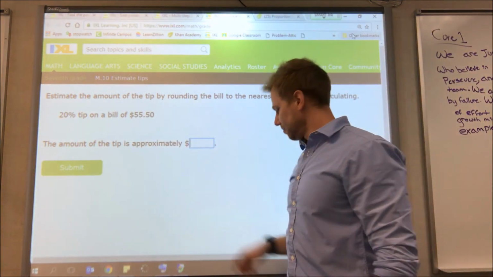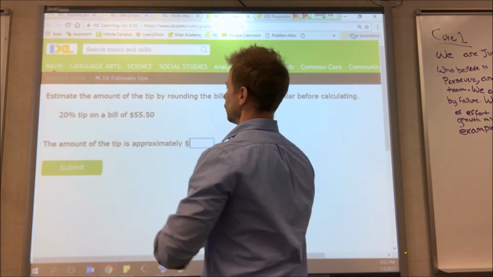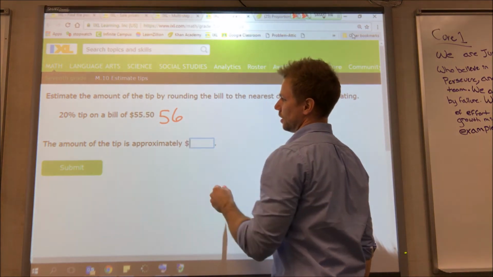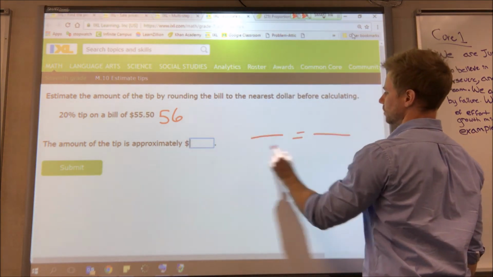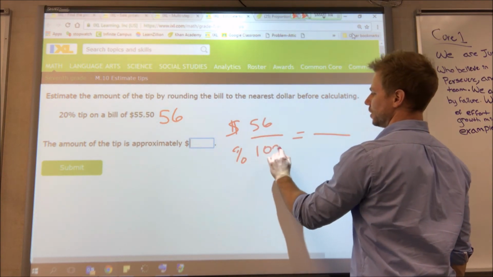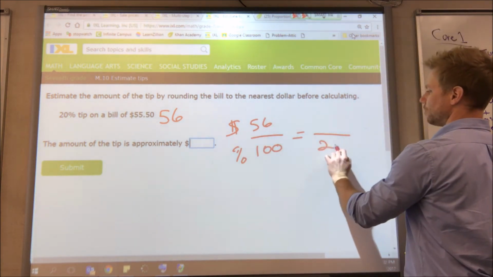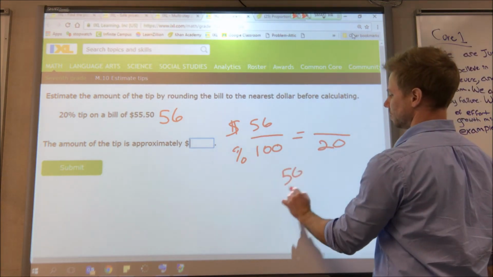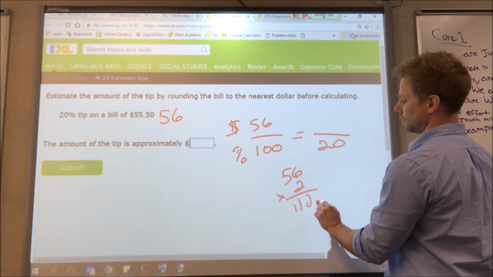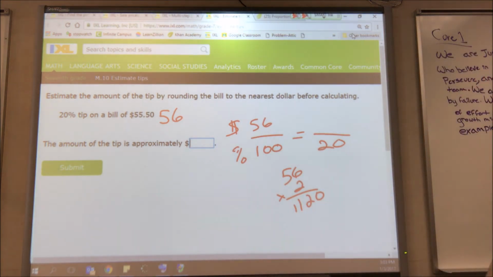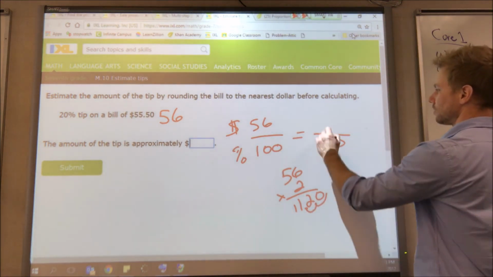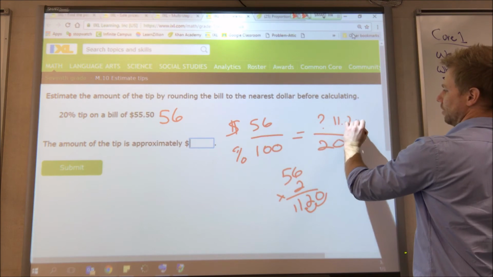Okay, we're at 55.50 on this one, so that is going to round up to the next whole number of $56. So 56 is our original price. It's with 100%. We want to know what 20% is. So 56 times 20, we can do 56 times 2, add a 0, 1,120. Divide by 100, move the decimal twice. It's going to be $11.20.